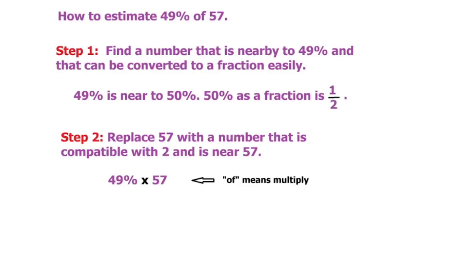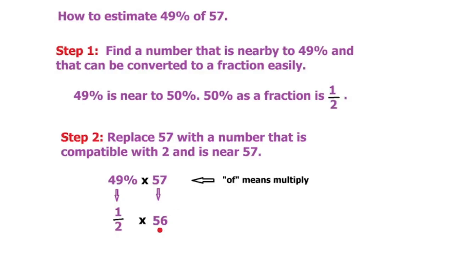So here we have 49% times 57. So this is what this is. Of means multiply. So 49% times 57 is what we're trying to solve for or estimate. So now we're going to put in our 1/2, and a number that is near to 57 is 56.